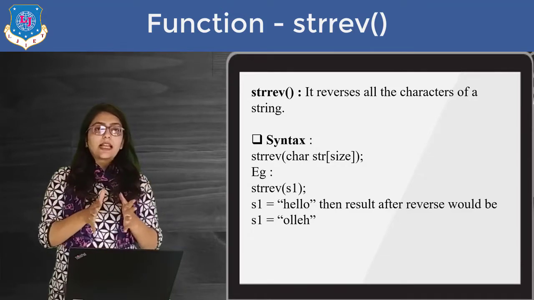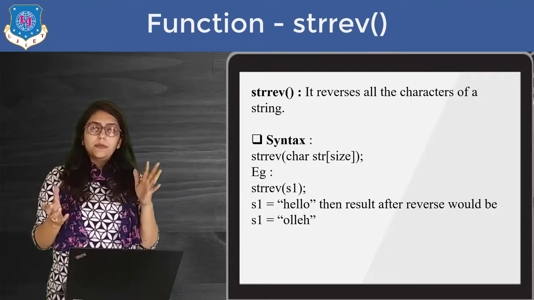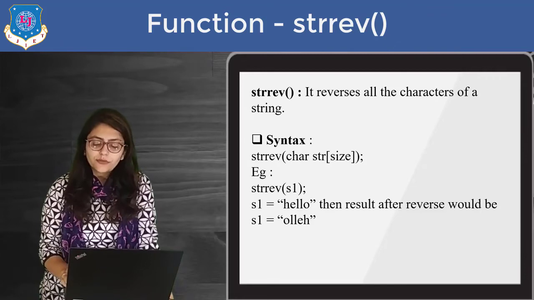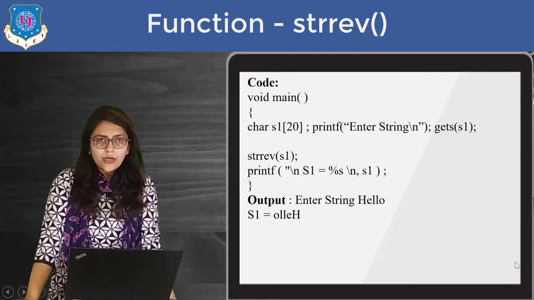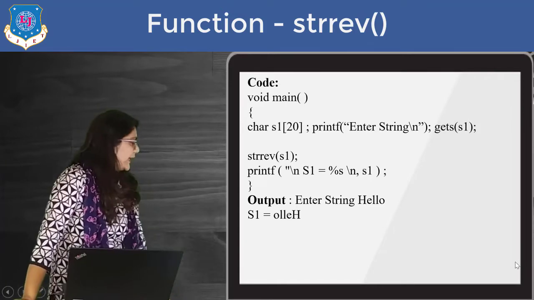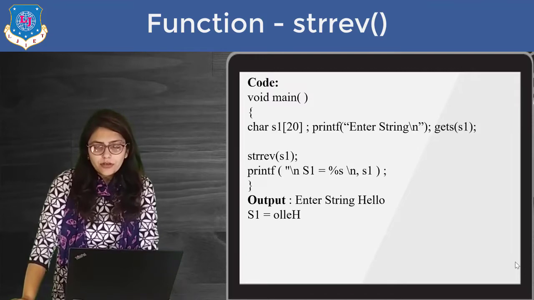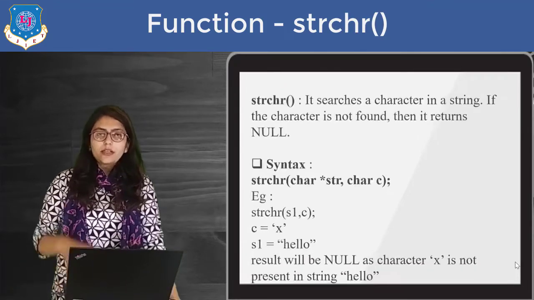So you cannot assign this reverse value to any other value. The reverse string will be the string itself. I am also going to show you this function, so don't worry. Here is the code for this function, where I have taken one string S1 which is having 20 size, and after that I am reversing it. So hello is being reversed to OLLEH. So this is all about string reverse.